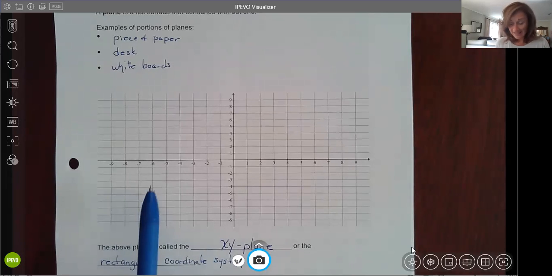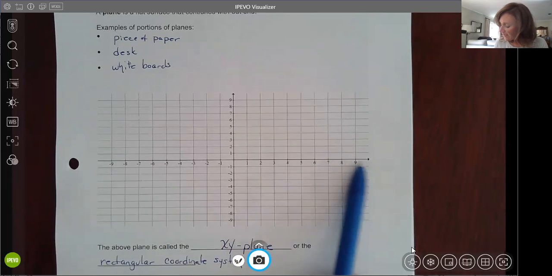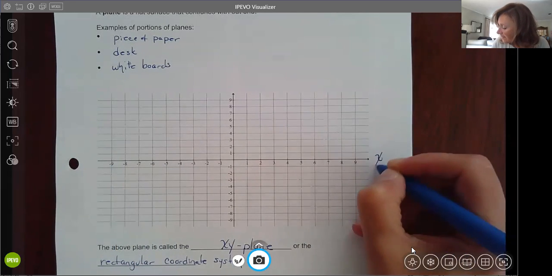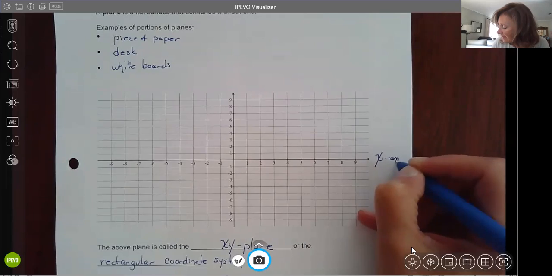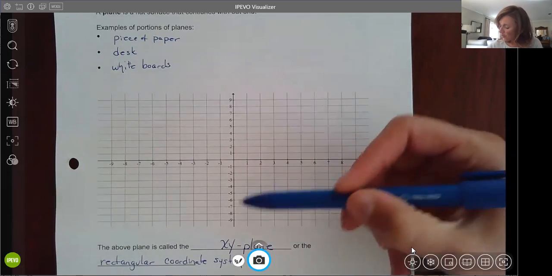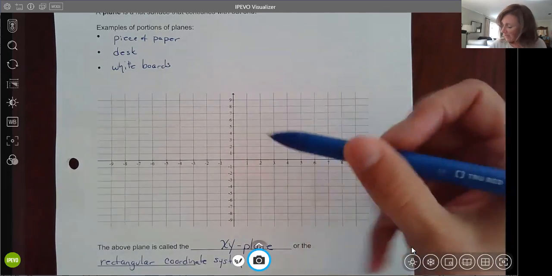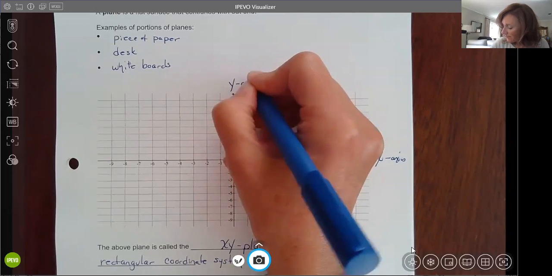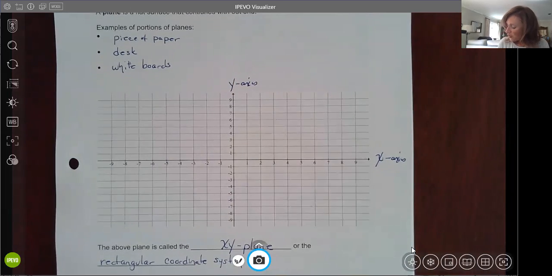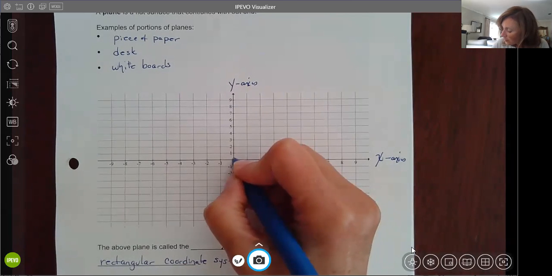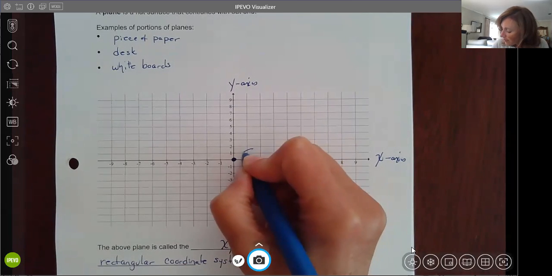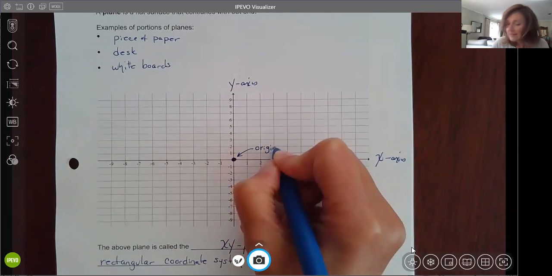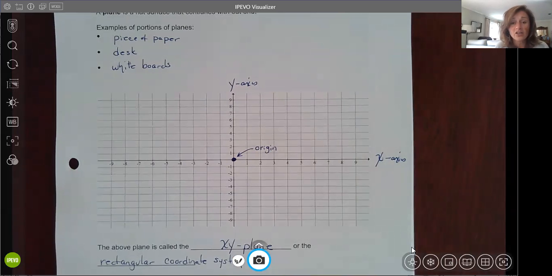So the x-axis is this horizontal line that we've drawn that goes from left to right. This is what's called the x-axis. And the one that's vertical that goes up and down, we typically call this the y-axis. Right? And where they cross, goes right in that middle part, is what's called the origin. So where the x-axis and the y-axis cross is called the origin.